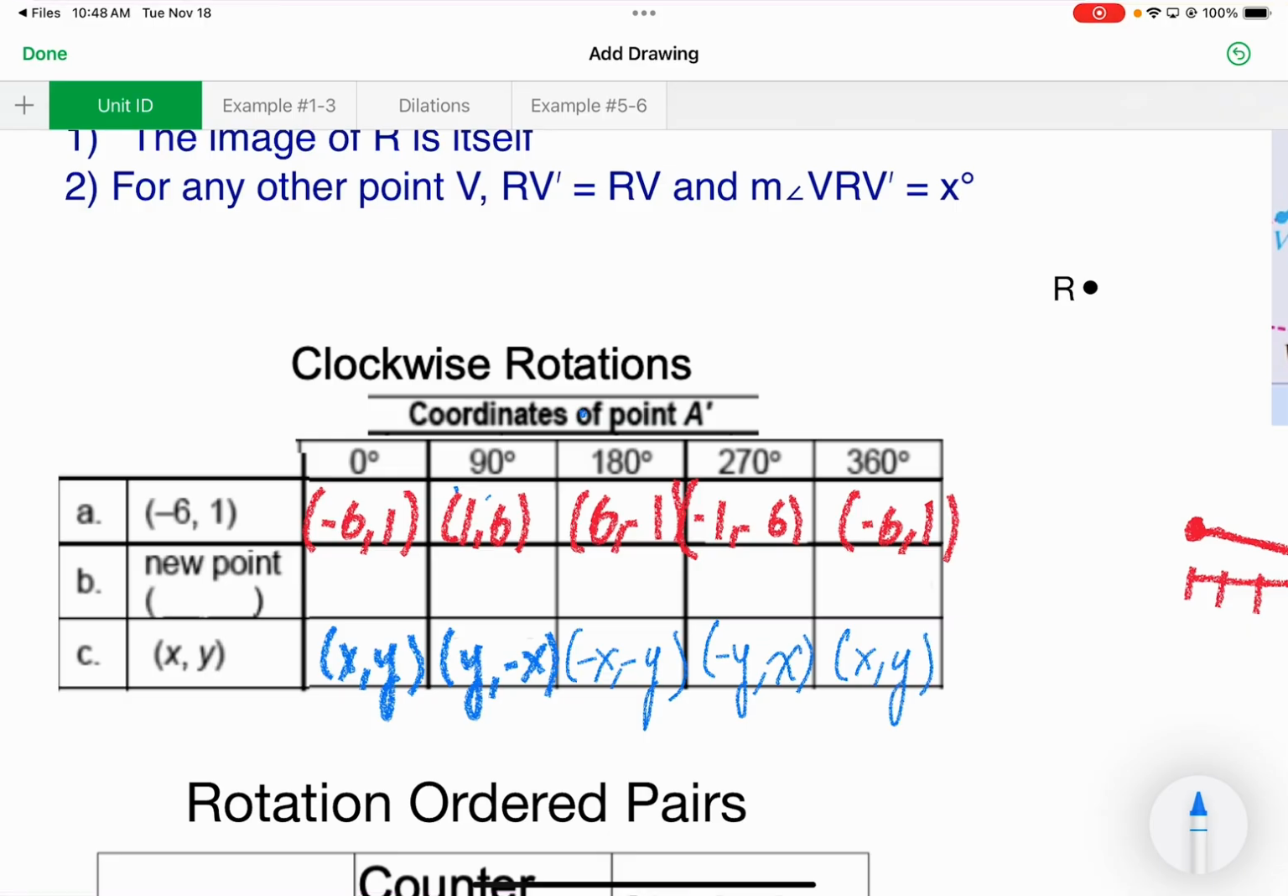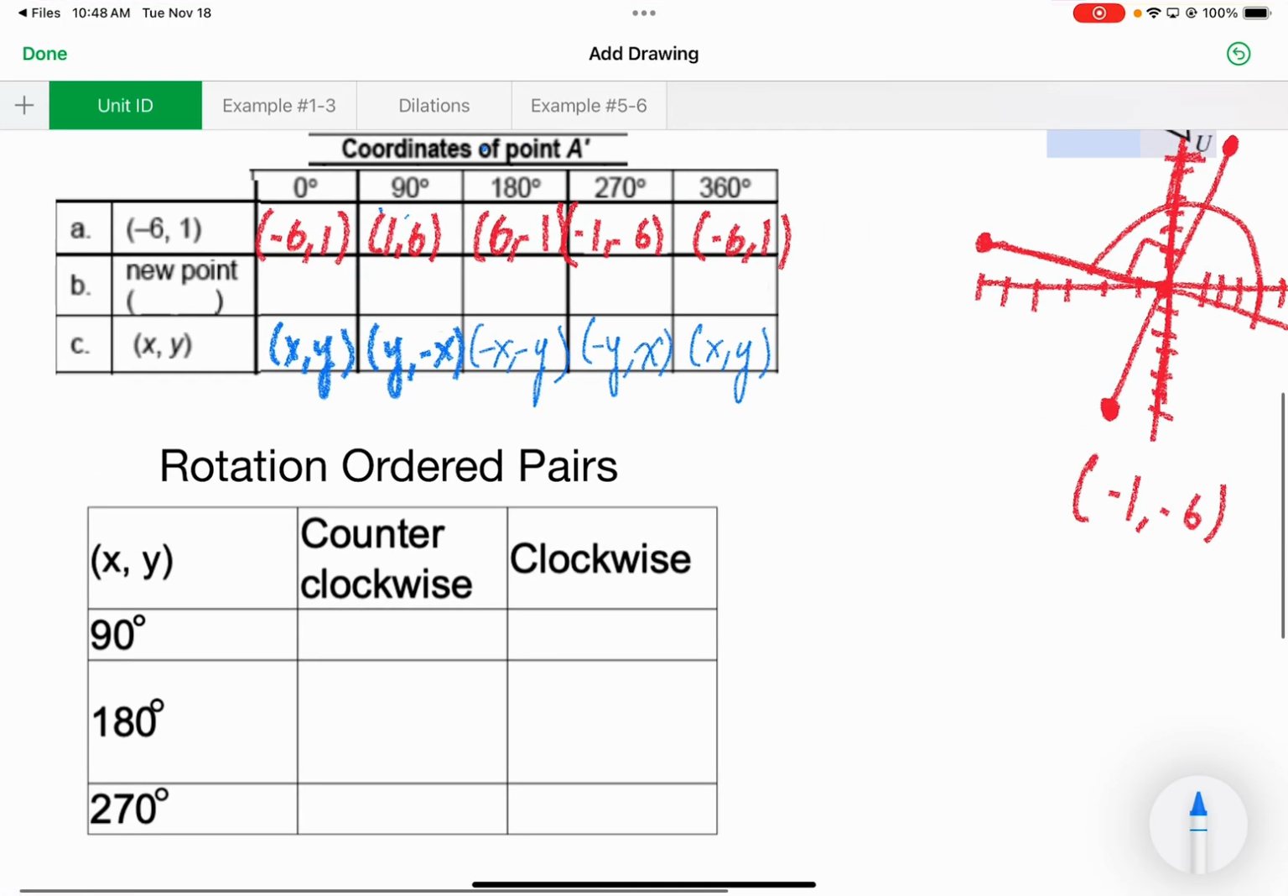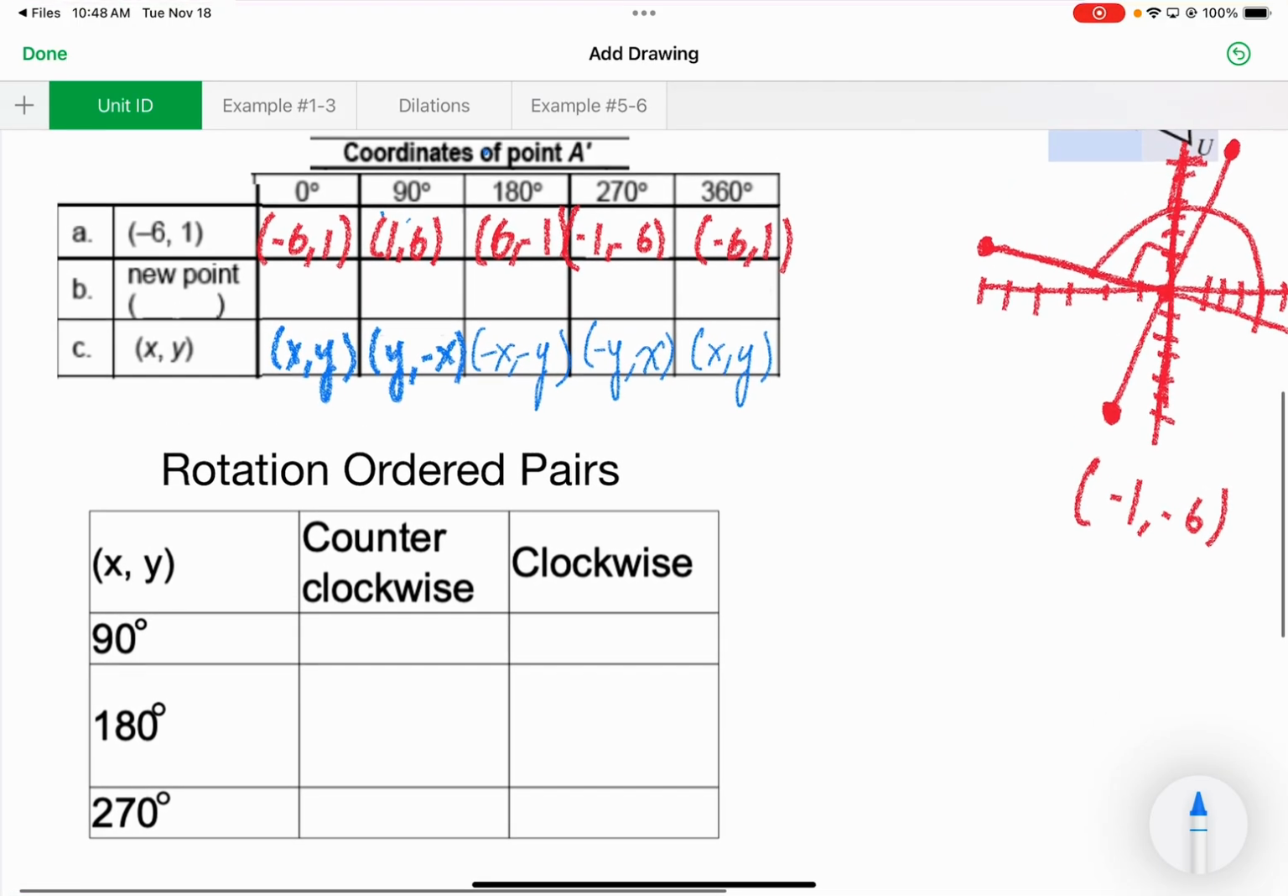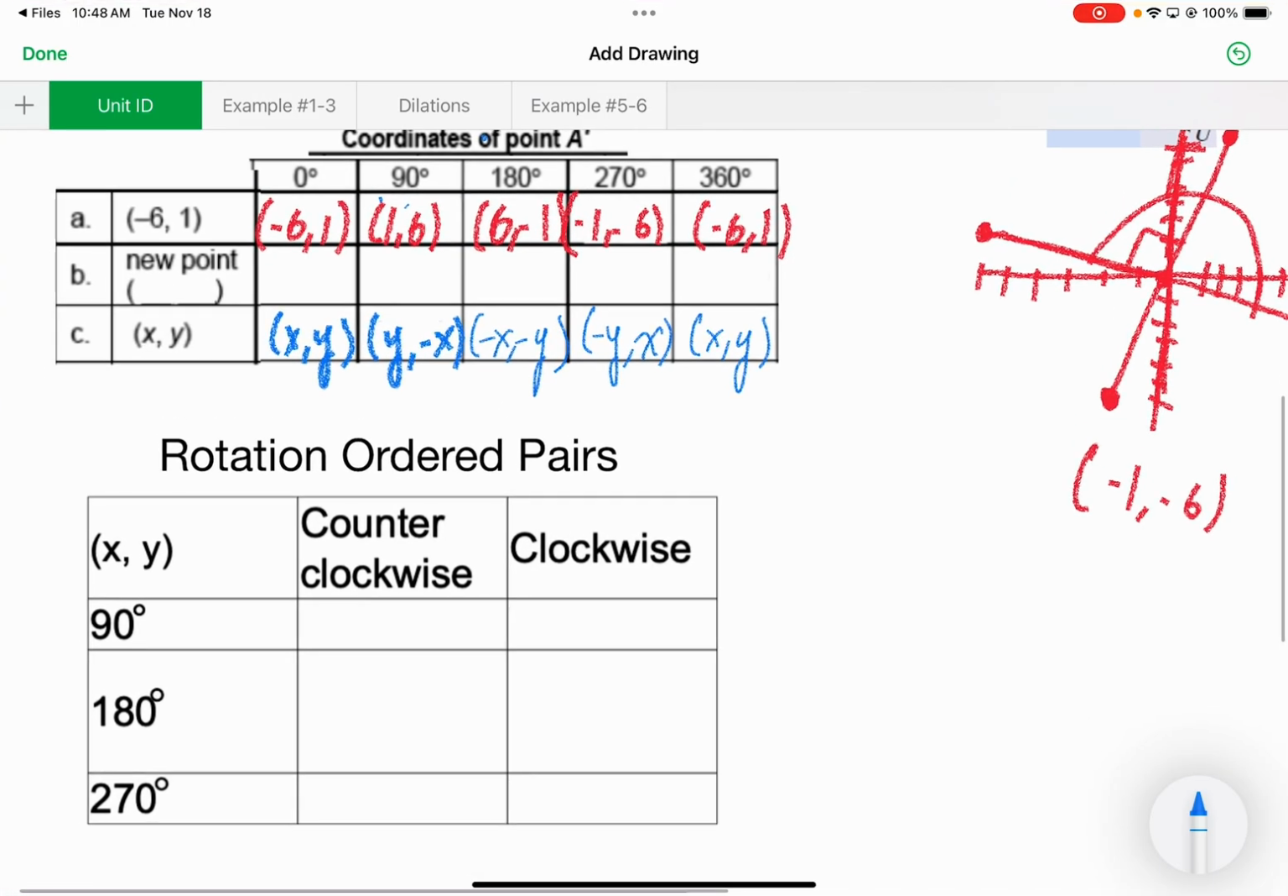Okay, cool. So that's for that specific example. Let's go ahead and fill out this table for your ordered pairs. So that's clockwise, okay? So we said 90 was y, negative x. 180 degrees clockwise was negative x, negative y. And then 270 degrees clockwise was negative y, x.